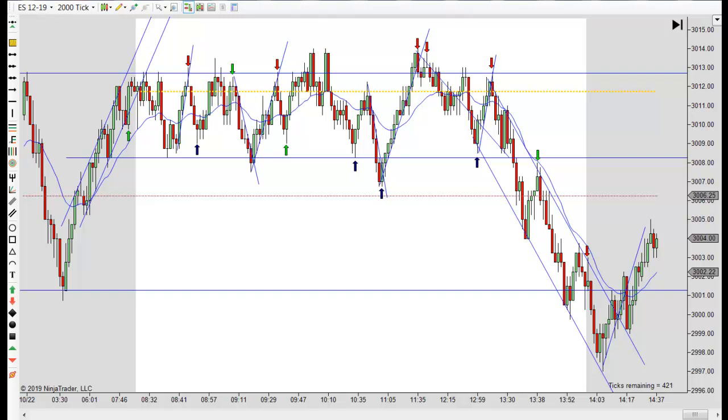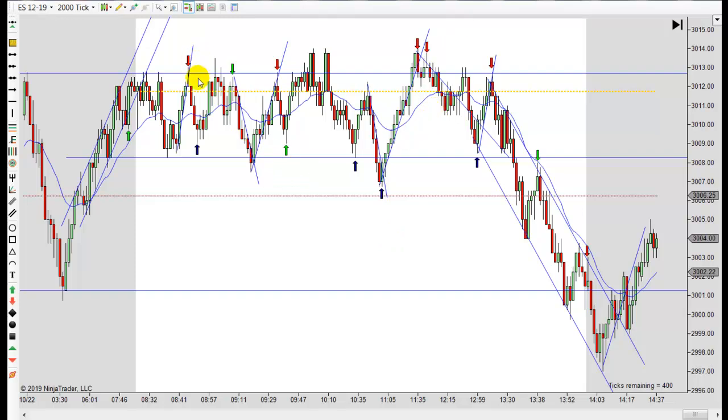PriceActionTradingSystem.com, and it's Tuesday, October 22nd, and this will be our chart lesson for the day. Really, we spent most of the day in this really tight range here. This range is really, I'd call it 308 to 313, so it's about a 5 point range. So there's not going to be a lot of trend to trade here.